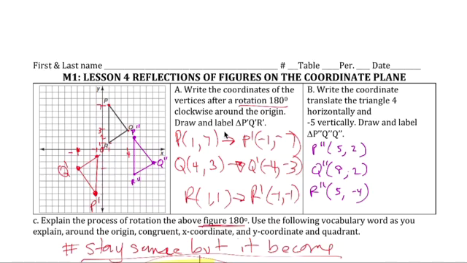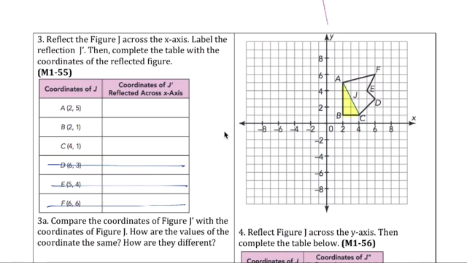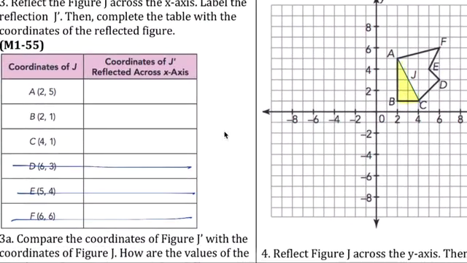Today's homework in class, we did all this, and we did this too. I only wanted you to do A, B, C. I want you to do a reflection over the x-axis. So A over the x-axis, this right here is the x-axis. Okay, so we reflect over it.